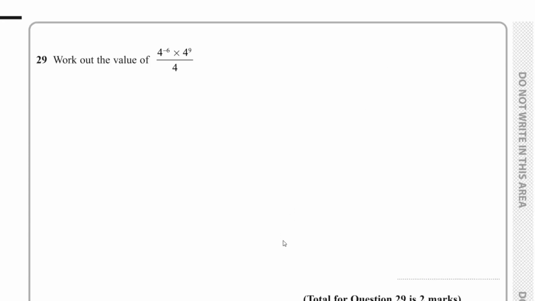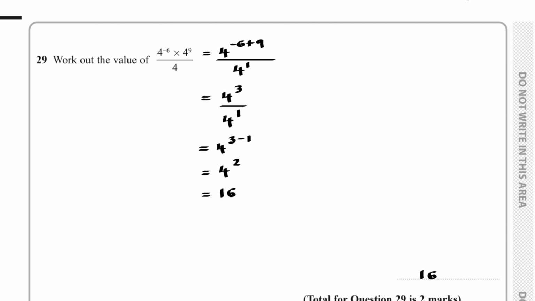Question number 29, we have to work out the value of 4 to the -6 times 4 to the 9 over 4 to the 6. Well, here we've got the same base and we are multiplying, so we need to add the powers. So on the top we've got 4 to the -6 plus 9. And on the bottom we've got 4 to the power of 1, which is the same as 4. Now -6 plus 9 is 3. So we've got 4 to the 3 on the top, and on the bottom we've got 4 to the 1. We've got the same base and we are dividing, so we subtract the powers. So we've got 4 to the 3 subtract 1, which is 4 squared, which is 16.